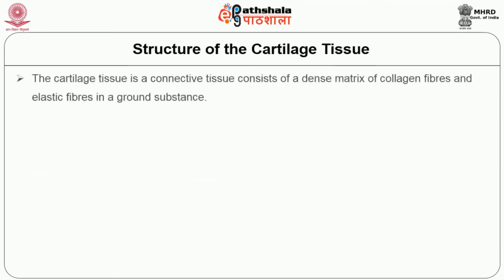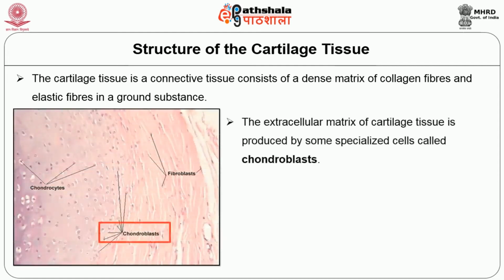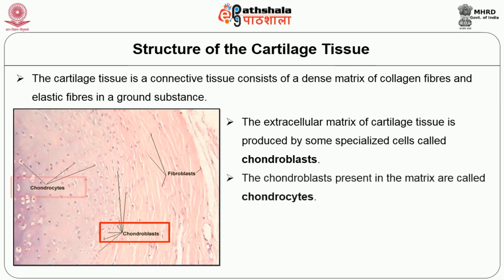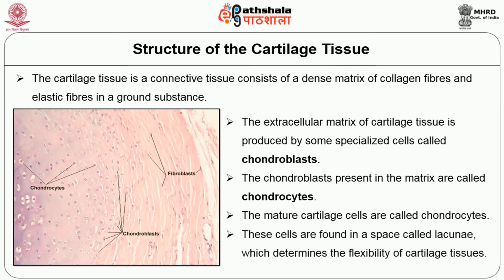Now we'll see the structure and functions of cartilage tissue. The cartilage tissue is a connective tissue that consists of a dense matrix of collagen fibers and elastic fibers in a ground substance. The extracellular matrix of cartilage tissue is produced by specialized cells called chondroblasts. The chondroblasts present in the matrix are called chondrocytes, the mature cartilage cells. The cells are found in spaces called lacunae.